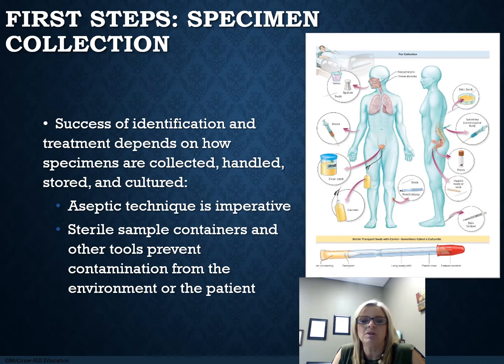Sterile containers are going to be used to prevent contamination of the environment or from the patient. Examples of samples here for collection, you can see here in this picture: saliva, sputum, swabbing the mouth, the nasopharynx, or the throat to reach the tonsils, blood, urine via clean catch methods or catheter, skin swab, spinal tap to get the cerebral spinal fluid, feces, vaginal secretions via swab or stick. Skin samples can be obtained with a scalpel. You can use a culturette to get components.